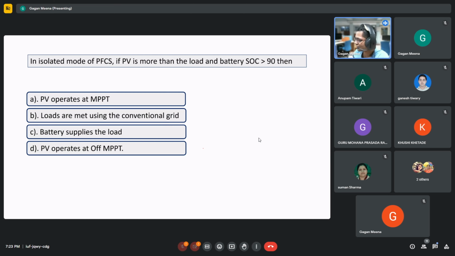In isolated mode of power flow control strategy, if PV generation from solar is more than load and battery SOC is more than 90%, then which of these operations is correct? Option D, sir, off MPPT. We discussed whenever it is isolated, off MPPT. Not always off MPPT, but in this case, because the battery is charged. If the battery SOC is less than 90%, then it will still operate at MPPT, right? Yes. Because generation is more than load, and if SOC is less than 90%, then we can extract maximum power and charge the battery. It will be good for the storage that we extract maximum power from the PV.